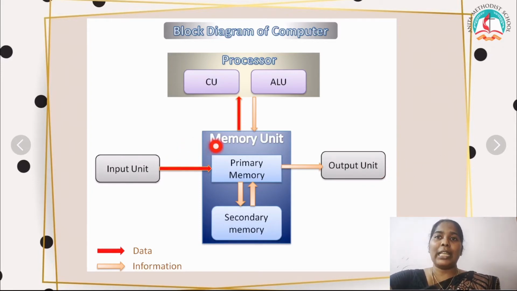When you see the red arrow, that shows data. So it is raw facts. And from the ALU to the memory unit becomes information. So that is facts. And then it will produce the desired output. In the memory unit we have two types, primary and secondary memory.